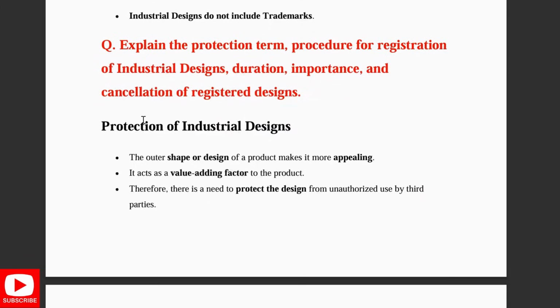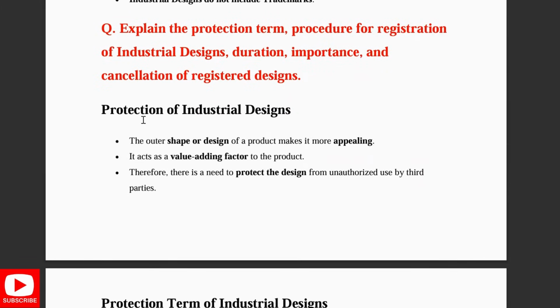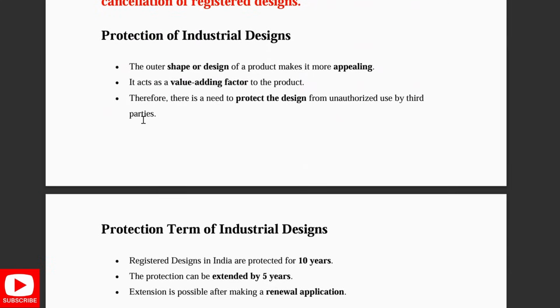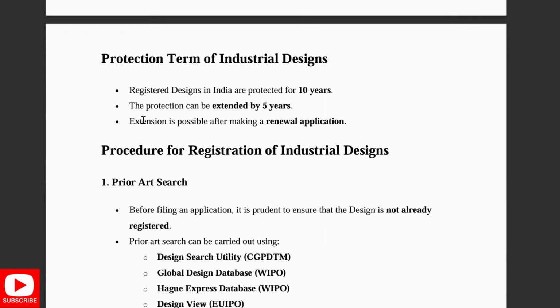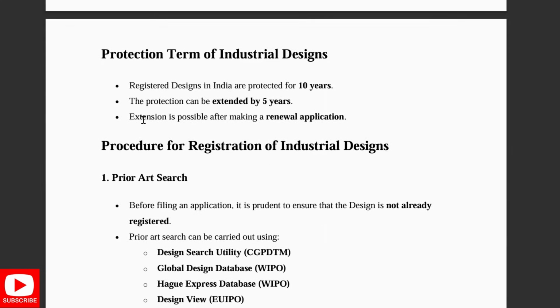Explain the protection term, procedure for the registration of industrial designs, duration, importance, and cancellation of the registered design. The outer shape or design of the product makes it more appealing. It acts as a value adder, so there is a need to protect the design from unauthorized use by third parties. Protection is available for 10 years in India. The protection can be extended by 5 years. Extension is possible after making a renewal application.